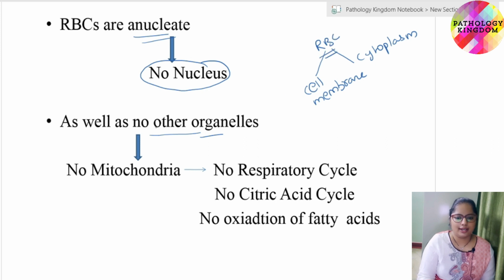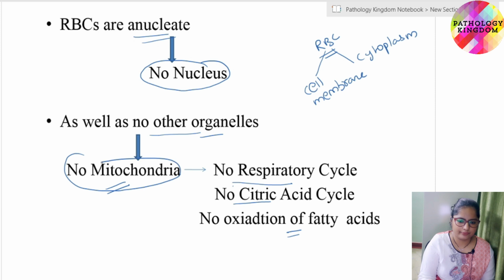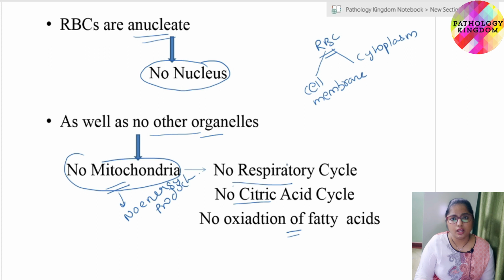So there are no other cell organelles, there is no mitochondria. And if there is no mitochondria, there is no respiratory cycle, no citric acid cycle, no oxidation of fatty acids. In short, if there is no mitochondria, there is no energy production, as it is the powerhouse of the cell. So how is energy produced in red blood cells?